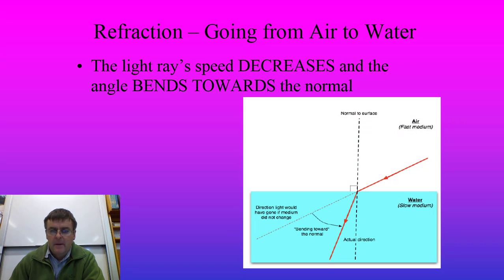There's our picture there. So we've got the normal line, which is at right angles to the water surface in this case. So right angles there, you can see it. And the light coming in, and then it bends towards it. So we're bending towards the normal line.